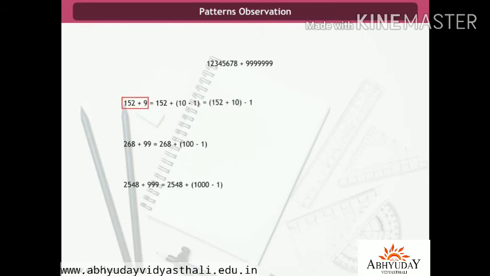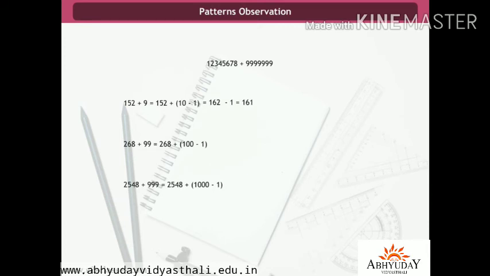Observe 99,99,999. Now observe these patterns. Here we have written 9 as 10 minus 1, 99 as 100 minus 1, and 999 as 1000 minus 1. Now observe the first expression. 152 plus 9 is equal to 152 plus 10 minus 1. Using associative property of addition, we can first add 152 plus 10, that is 162, and then we can subtract 1, which finally gives us 161.